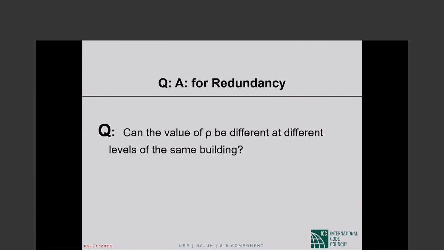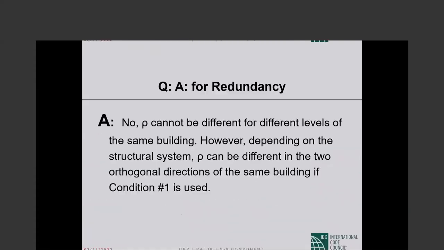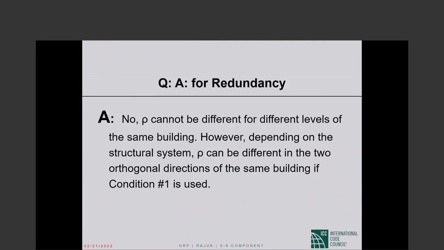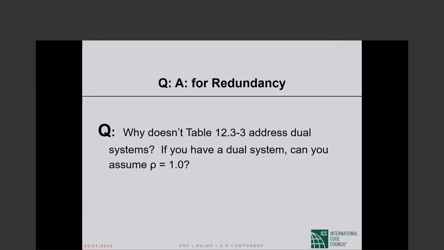Can the value of rho be different at different levels of the same building? The answer is no. The rho is for the whole building. Okay, it is not floor by floor. However, depending on the structural system, rho can be different in the two orthogonal directions of the same building. If you are doing this element removal condition number 1, then you may very well find rho to be different in two orthogonal directions of a building. Okay, if it is condition number 2, then even in the two orthogonal directions, rho cannot be different.